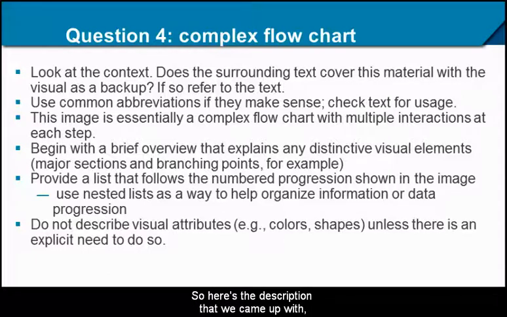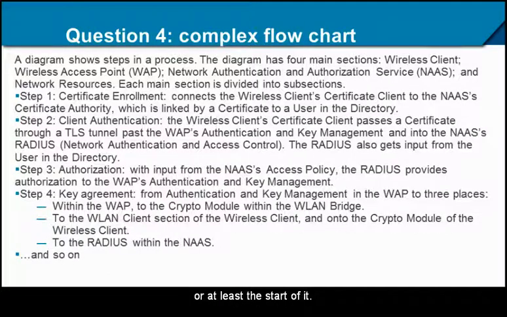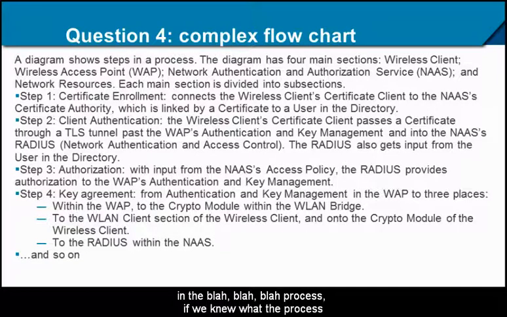So here's the description that we came up with, or at least the start of it. A diagram shows steps in a process. And if we had, by the way, the title, if the diagram had a title, we would use that. We would say a diagram shows the steps in the blah, blah, blah process, if we knew what the process was called. And then the description continues. The diagram has 4 main sections: wireless client, wireless access point, WAP, network authentication and authorization service, NAS, and network resources. Each main section is divided into subsections. So what that intro has done is it's named the various parts. It's told you that there's 4 big sections and that they have subsections, and it's introduced the abbreviations that are going to be used in the rest of the description.